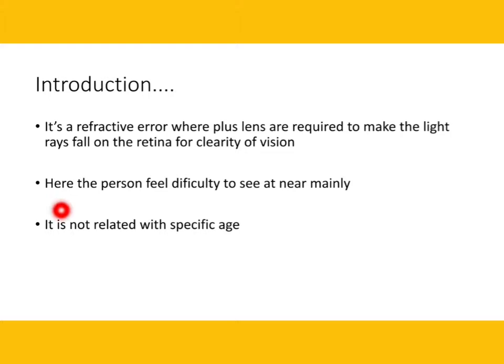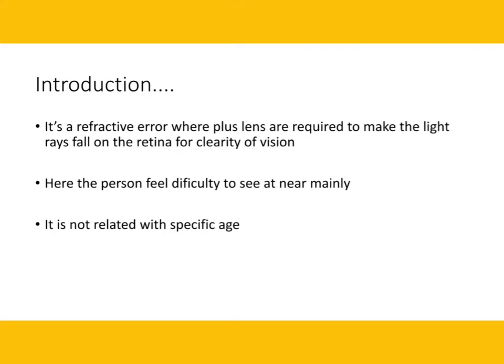Another thing I want to tell you is don't relate hypermetropia with presbyopia, because both require plus power. In hypermetropia we give plus power, and in presbyopia also we give plus power. But the main difference is that hypermetropia is not related to a specific age. It can be present at any age, like in a baby, in a teenager, or in an adult who is less than 40 years. But presbyopia appears after 40 years.